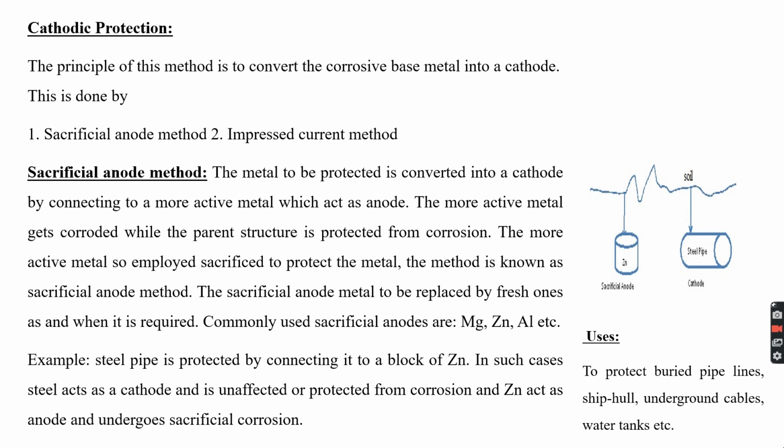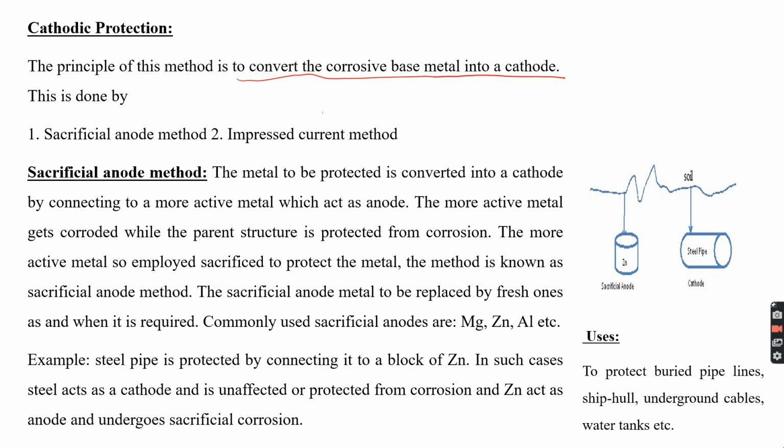In cathodic protection, we can eliminate the anodic sites by converting the entire metal into a cathodic site. The principle involved in this method is to convert the corrosive base metal into a cathode, that is, the entire metal surface into a cathode. So by eliminating the anodic sites, we are able to protect the metal, and this method is called cathodic protection. Under cathodic protection we come across two methods: the sacrificial anode method and the impressed current method.